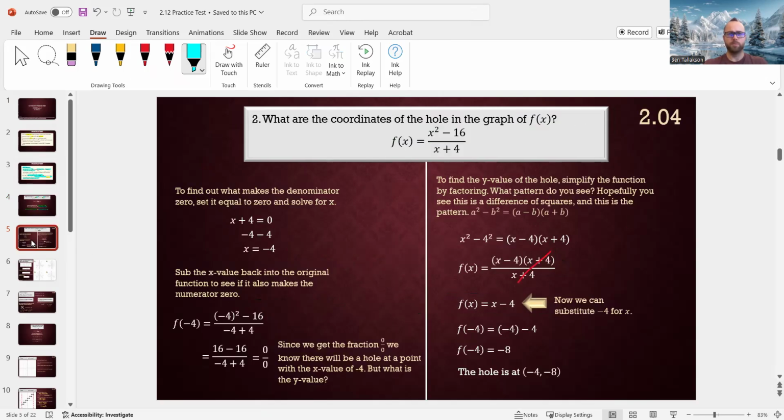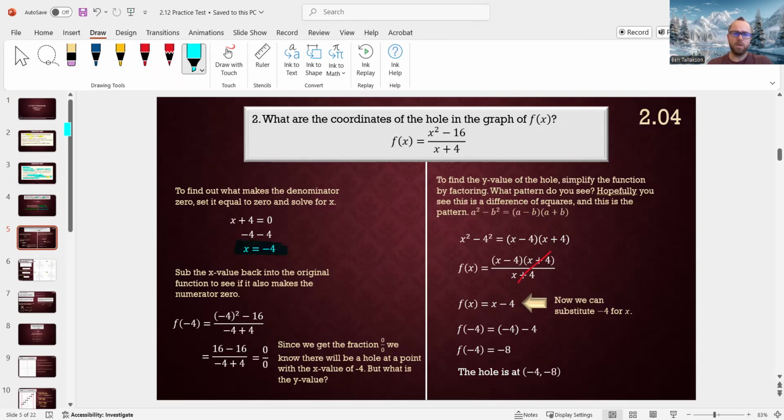Number 2. What are the coordinates of the hole in the graph of f of x? So they're telling you there is a hole. You're not always told. So that's helpful. And here's how we find it. First, we need to find out what makes the denominator equal to 0. So we set it equal to 0, x plus 4 set equal to 0, and solve for x. So we get x equals -4.